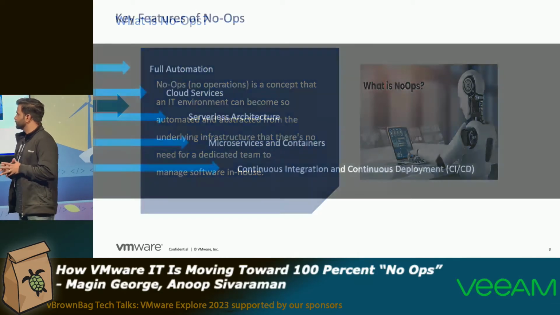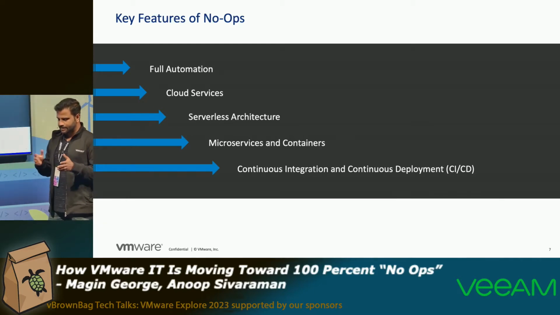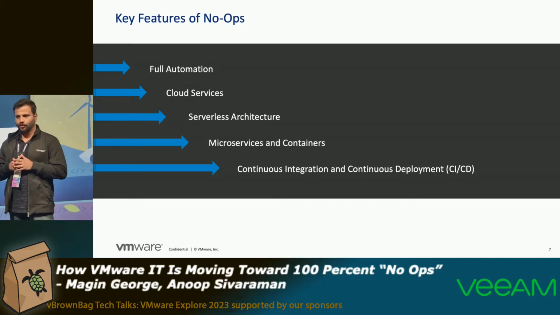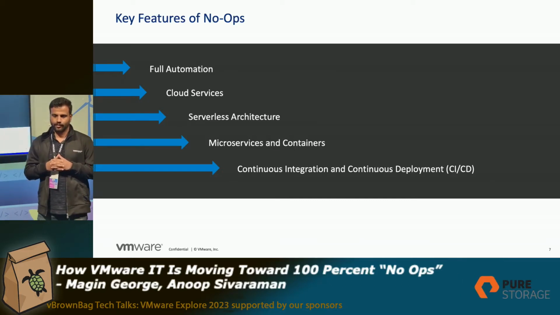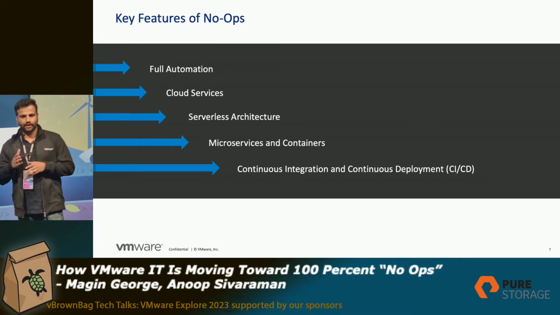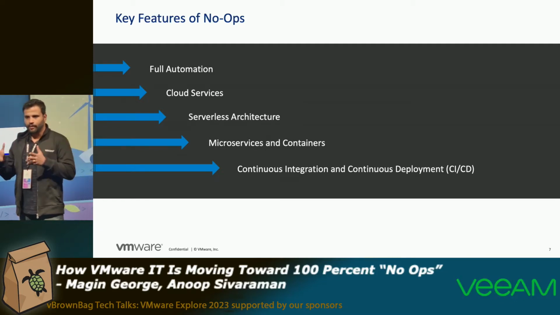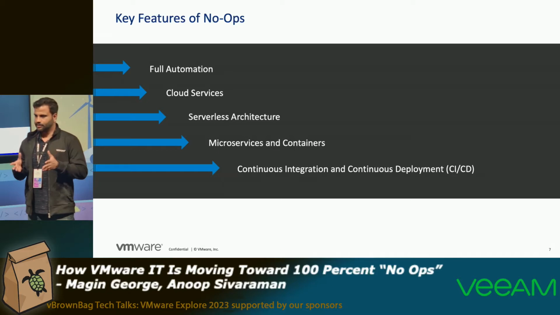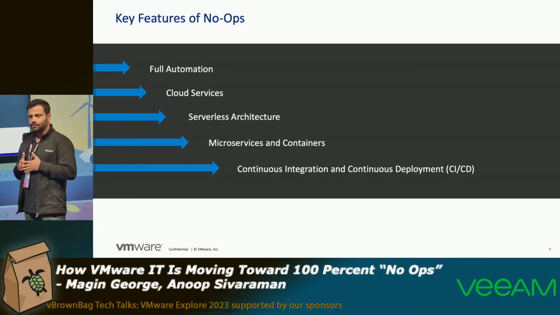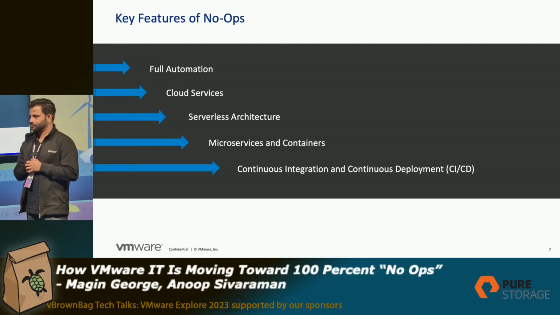Can we go to the next slide, please? Let's discuss some of the key features of no ops. Let's start with full automation. No ops relies heavily on a fully automated environment in the IT industry. Without automation, it is a tedious task for the operations team to perform all the manual day-to-day jobs, right? Like all the deployment, management, configuration, all these things. So we will see how, with a fully automated environment along with the VMware Aria solutions, we can achieve 100% no ops in our industry.